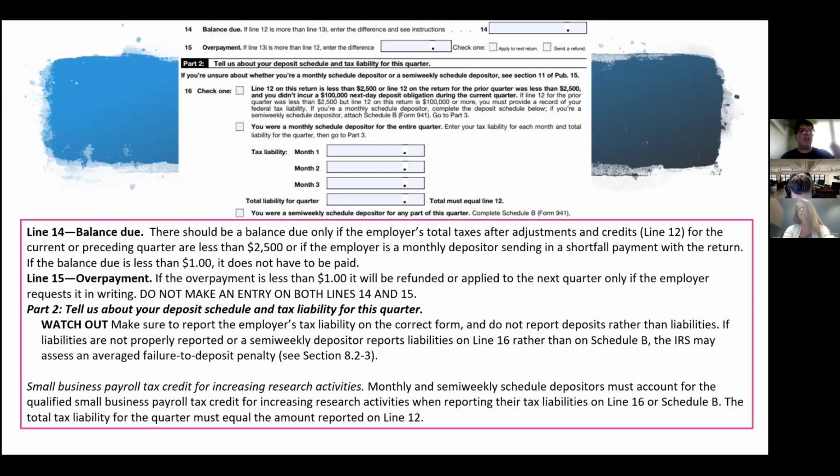Part 2 and part 3 are all from here on out. Part 2 is pretty self-explanatory. Parts of part 3 aren't though. In part 2, you're just going to tell them what your deposit schedule is, whether you're quarterly, monthly, or semi-weekly. If you're quarterly, of course, it's under 2,500. If you're monthly, you're going to write down here how much you deposited each month, and your total liability, of course, has to equal line 12. If you're a semi-weekly and you check that, you have to complete a Schedule B and attach it to your Form 941.